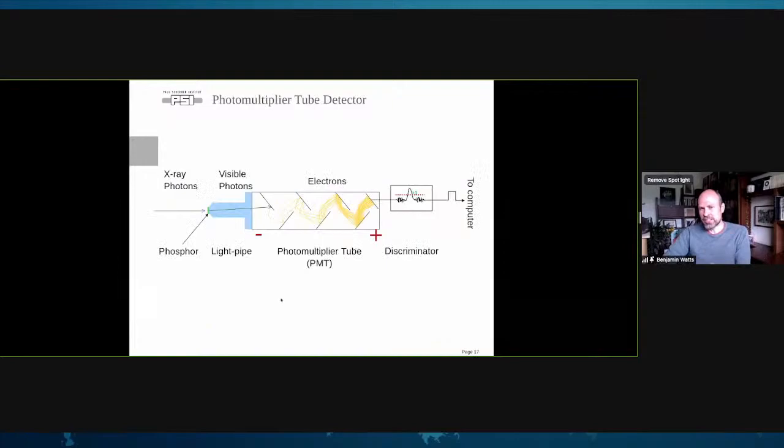And then finally, the detector, as I said before, it's just a phosphor screen with a photomultiplier tube behind it. So the X-rays excite the phosphor, which give off visible photons. And these are guided into the photomultiplier tube, where they create a cascade of electrons. And then those electrons are pulsed at a piece of electronics called a discriminator, which can look at and decide whether a spike is big enough to be a real photon count instead of just noise in the electronics. And then that is sent to the computer to say, hey, we saw a photon, let's add that to the count.